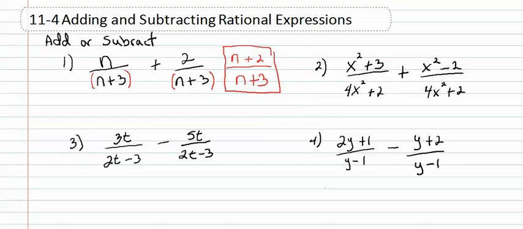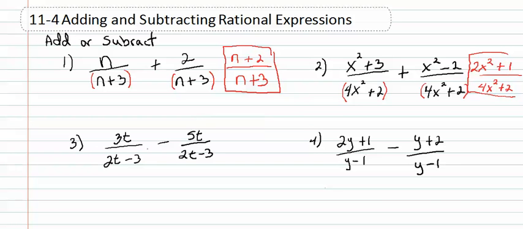Okay, number 2, we're going to look to see, do we have a common denominator? And we do. It's 4x squared plus 2. Again, these are quantities, so we can't cancel anything unless we can cancel that whole quantity. Now we look at the top. We're just going to add x squared and x squared, so at the top of our fraction we have 2x squared. And then I have a 3 and a negative 2, so I have a positive 1. So that's the second answer.